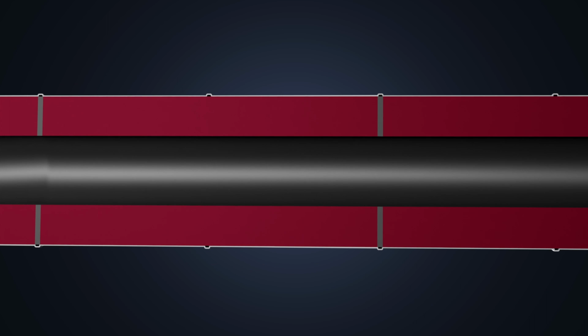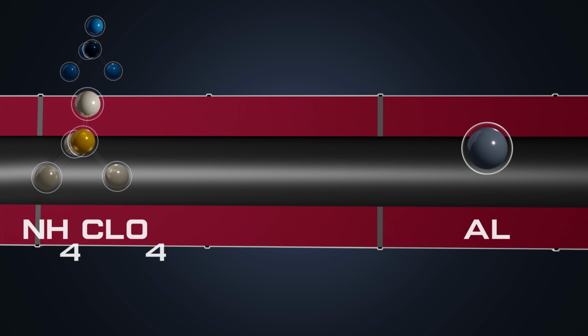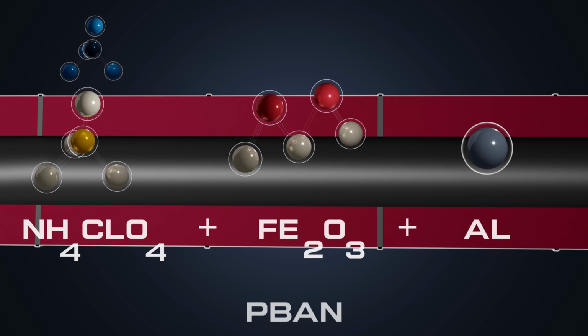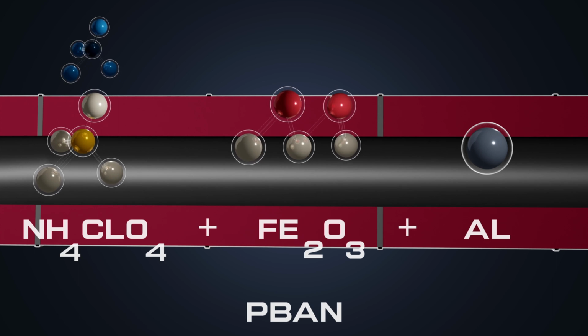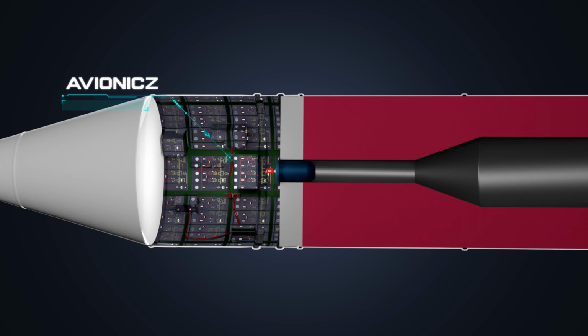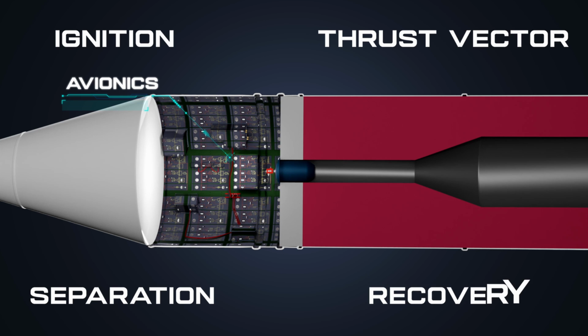The rocket propellant mixture consists of ammonium perchlorate, atomized aluminum powder, and iron oxide. The mixture is combined by PBAN binder. The forward skirt holds the avionics, which control the ignition, thrust vector, separation, and recovery process.